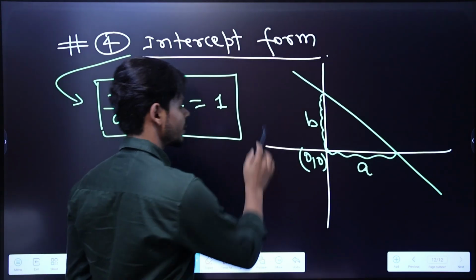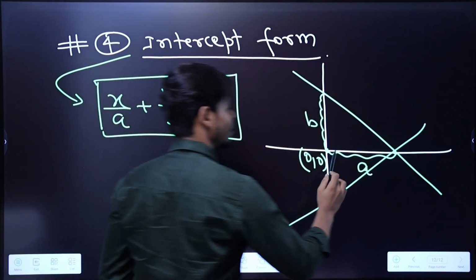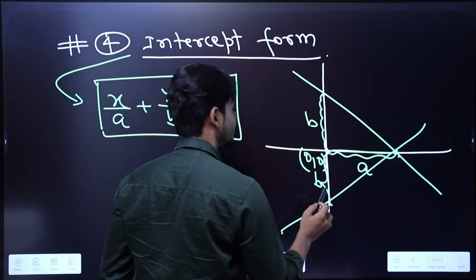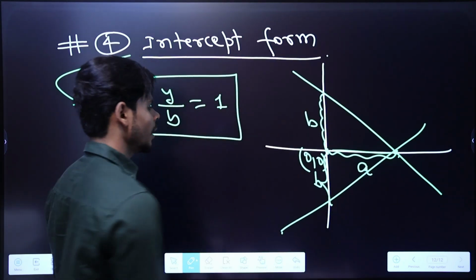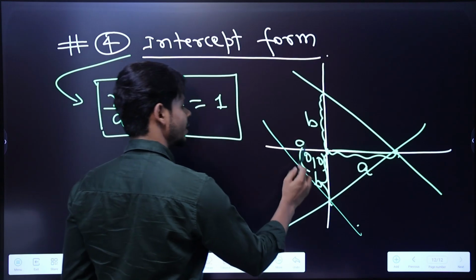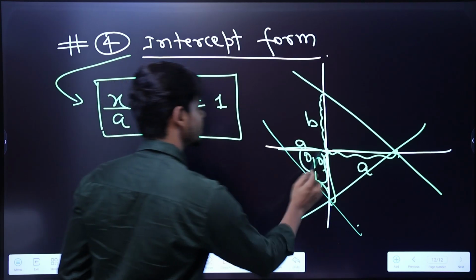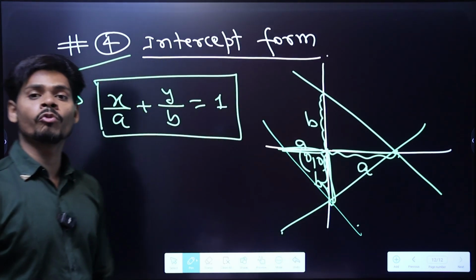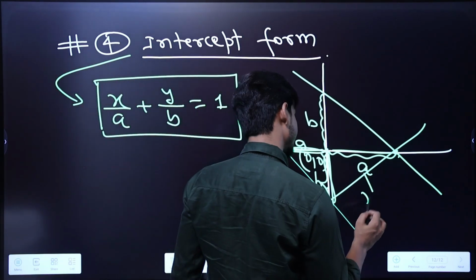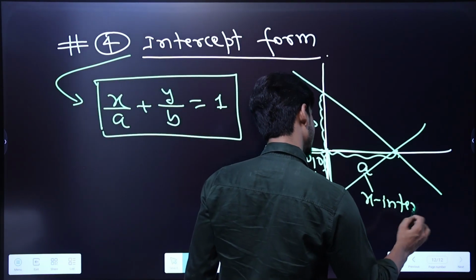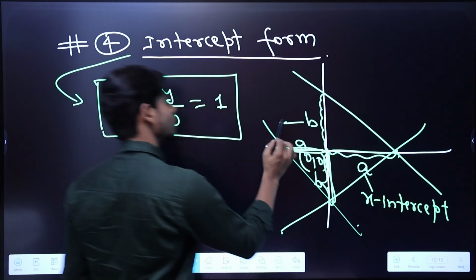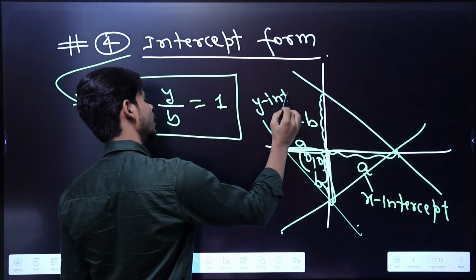Let's say another line is passing like this. So a will be this thing and b will be this thing, but here b will be negative, like this thing. So here a will be negative and b will also be negative. Just the x-intercept and y-intercept. a is your x-intercept. b is your y-intercept.